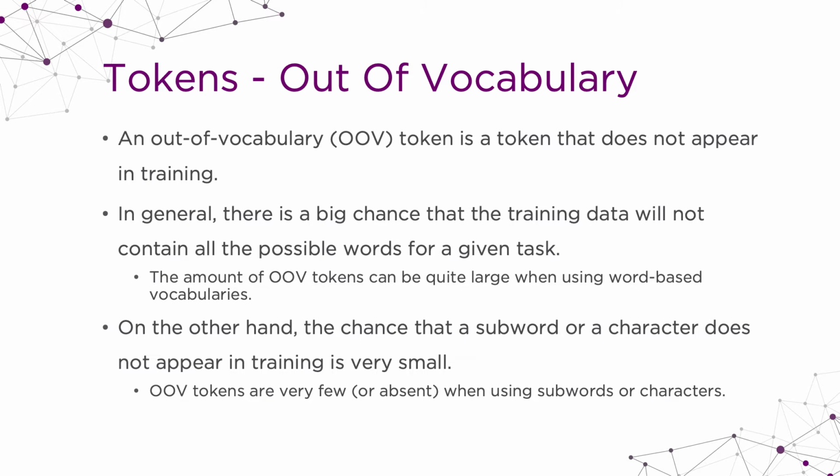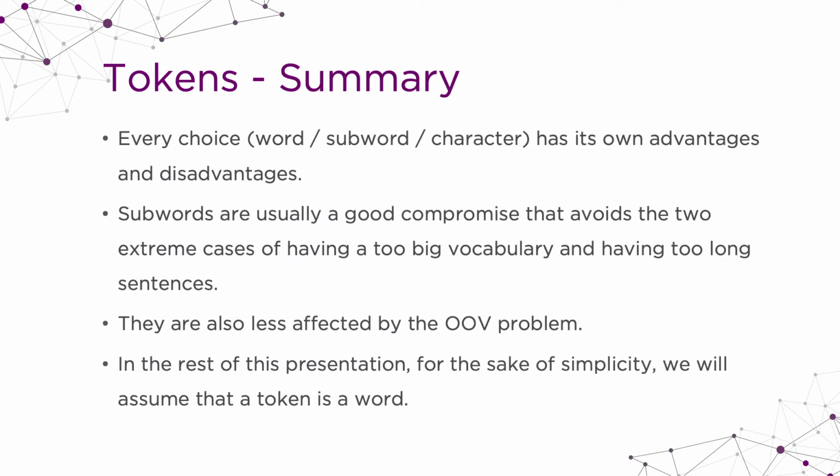Putting everything together, we saw that every choice has its own advantages and disadvantages. It obviously depends on which task you are trying to solve. You may want to experiment there, but I would like to remember that subwords, which maybe are less known, are actually a very good choice because it's an interesting trade-off between words and characters where you avoid the too extreme cases, so the too big vocabulary or the sentence that is too long. So subword is actually a good choice that also helps with the out-of-vocabulary problem.